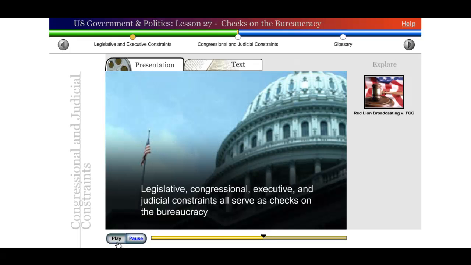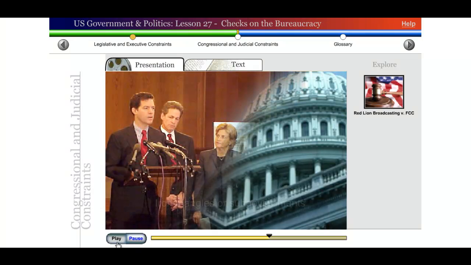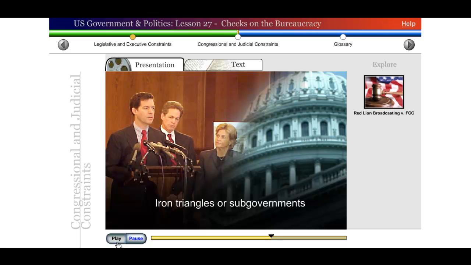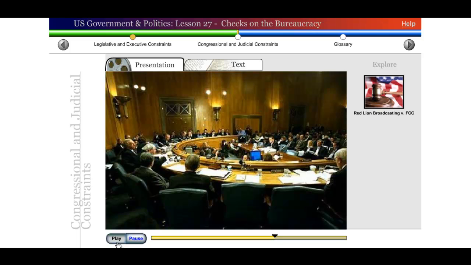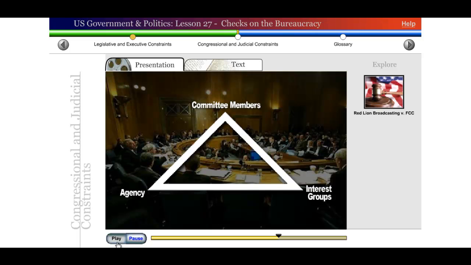Legislative, congressional, executive, and judicial constraints all serve as checks on the bureaucracy, but the agencies are far from powerless. Iron triangles, or sub-governments, are coalitions that can be created between an agency, the congressional committee or subcommittees that govern it, and the affected interest groups. An iron triangle begins with committee members showing favor to the interest groups in exchange for votes and campaign contributions. This is called capturing the agency. The agency, in turn, favors the committee in exchange for support and budget appropriations.